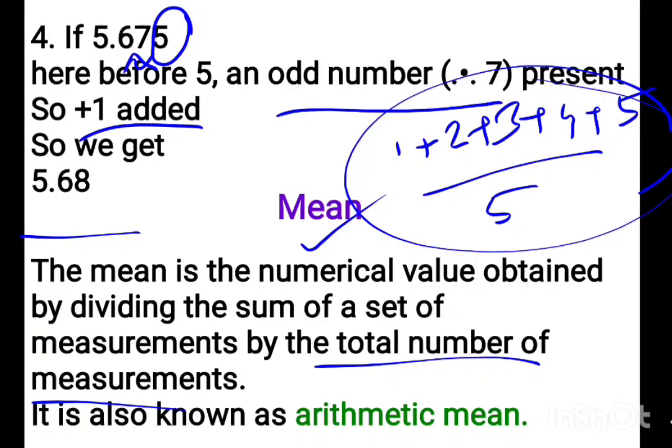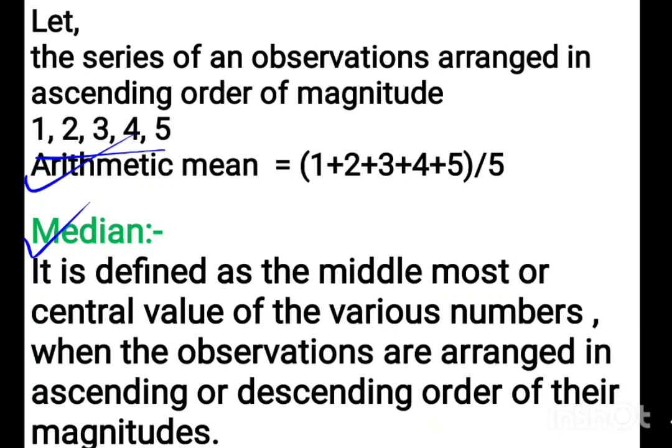Okay, let the series of observations be arranged in ascending order. Suppose 1 2 3 4 5, এটা কি ascending order, মানে নিচ থেকে উপরে বাড়ছে। ঠিক আছে, তাহলে arithmetic mean কি হবে, 1 + 2 + 3 + 4 + 5 divided by total numbers, that is 5. Okay, next topic is median.